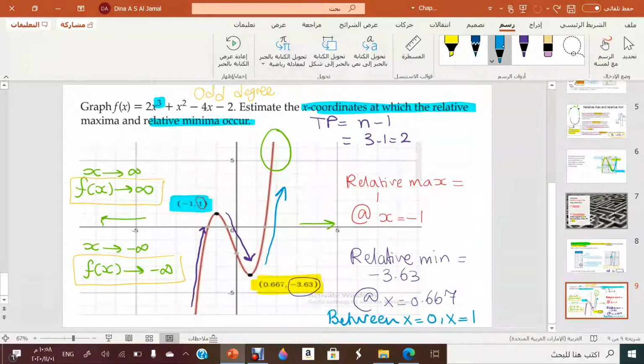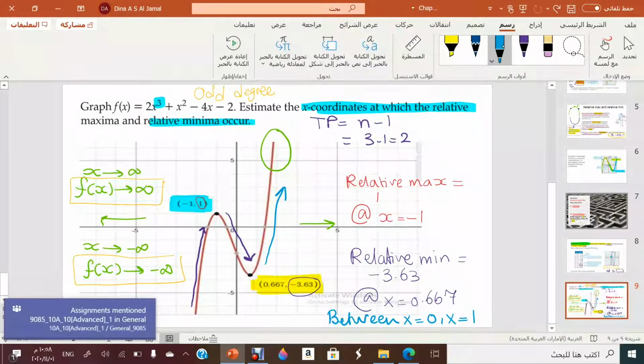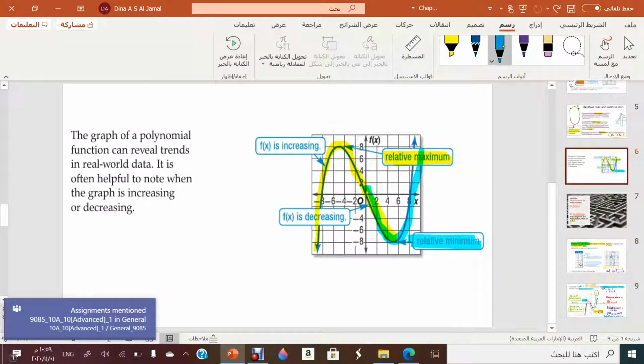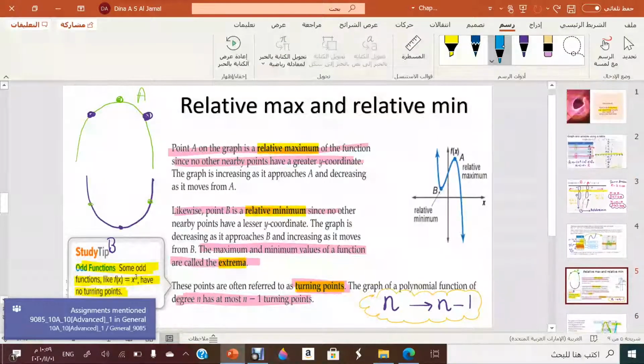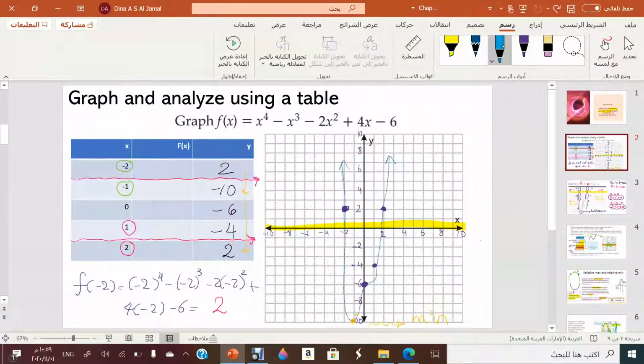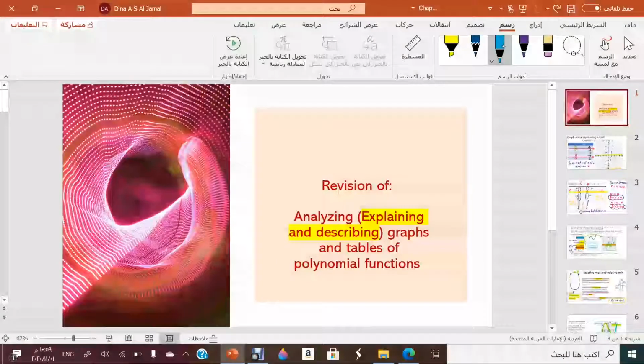And with this, all the revision about the behavior and about the turning points, relative max, relative minimum, how to analyze the tables and the graphs of the polynomial is done.